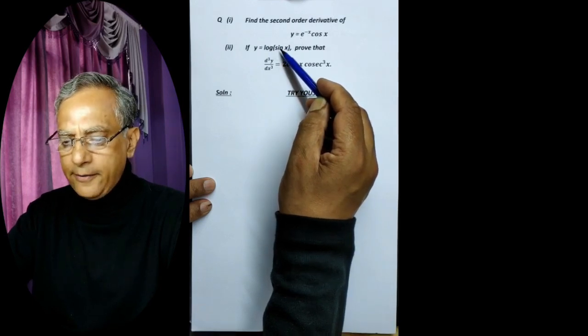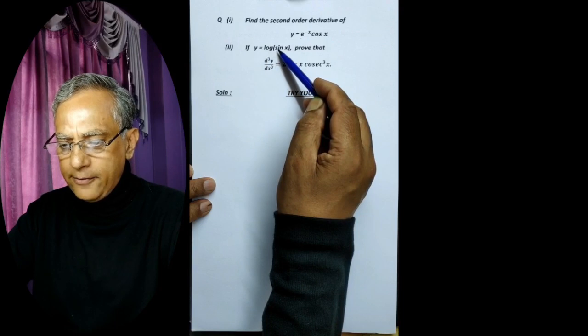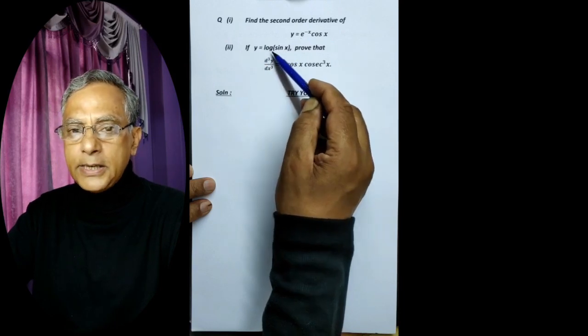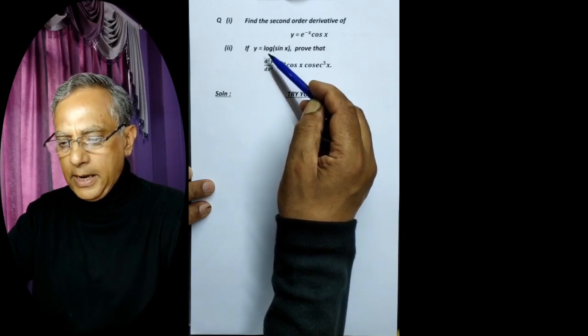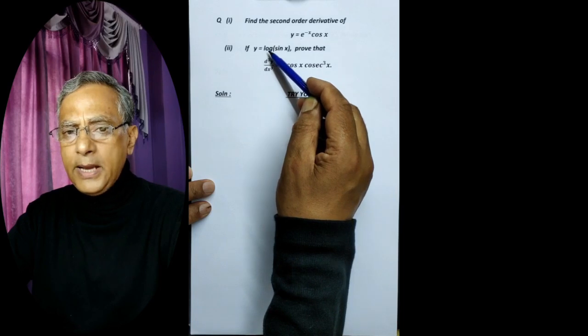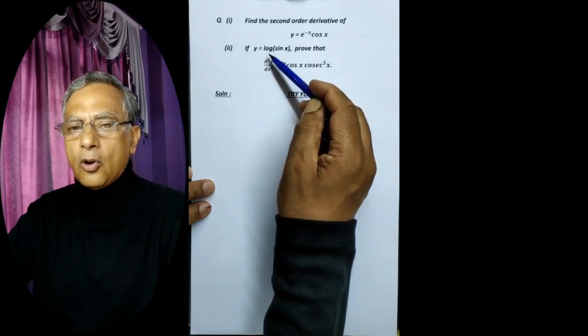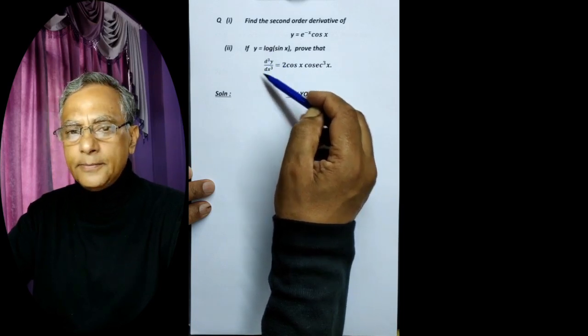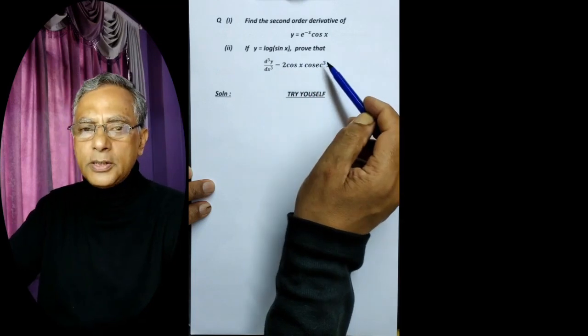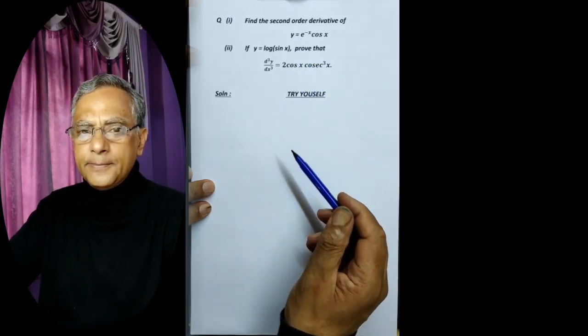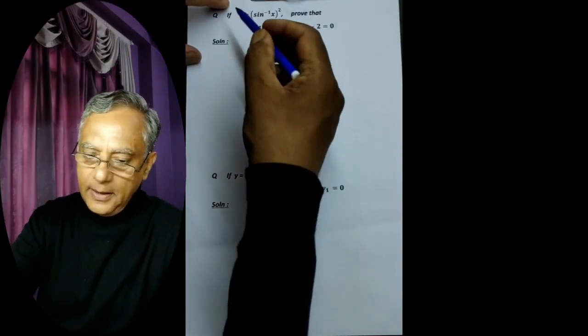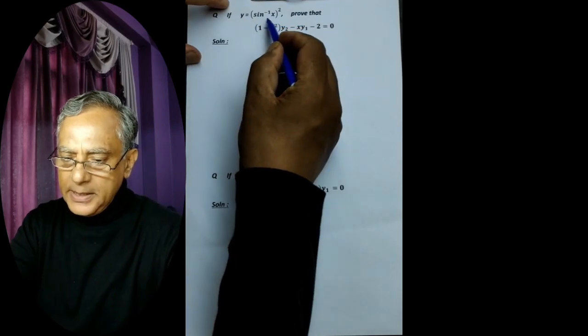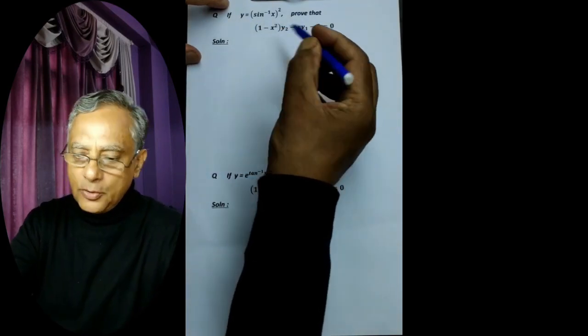So first order derivative is cotangent x, second order derivative will be minus cosecant square x, and differentiate this again with respect to x, we will get the third order derivative. You can try this on similar lines. The next question is, we are given y is equal to this much and we have to prove this question.